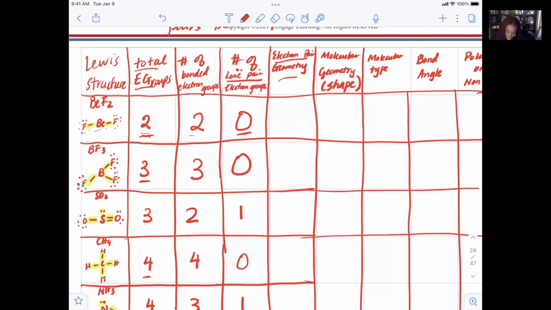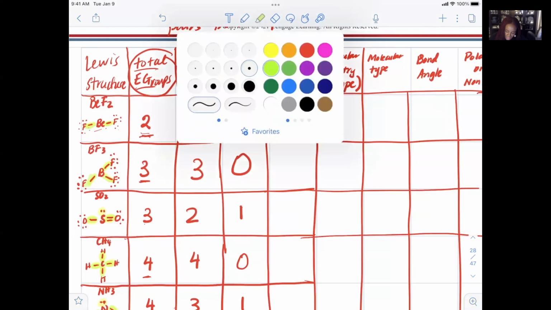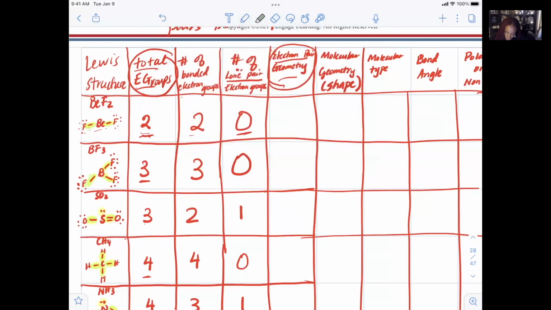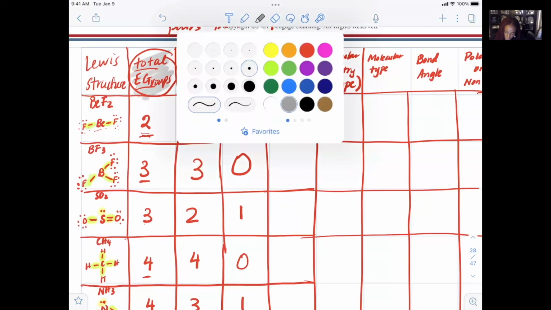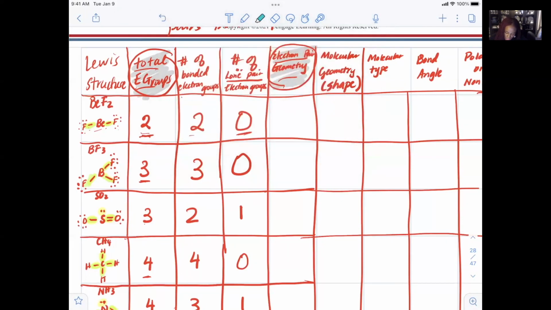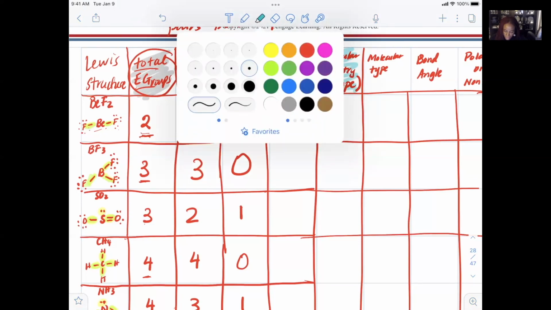From here, essentially, the total electron groups ties into the electron pair geometry. So let me go ahead and highlight these the same so you can see the connection I'm talking about. The total electron group influences the electron pair geometry. Then in the end, let me use this blue. The number of bonded groups will influence the molecular geometry. So that's how they influence each other, okay? Let me go back to the regular highlighting color, which is yellow.